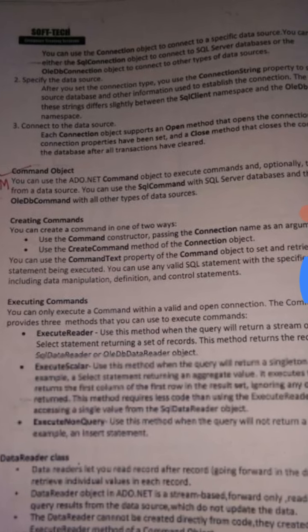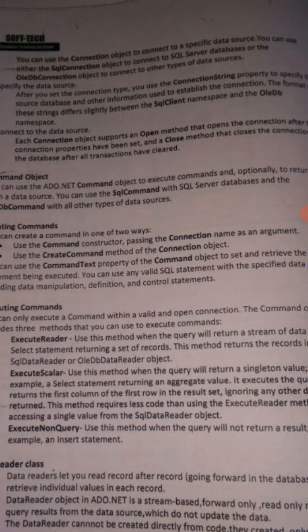First, see the connection type. You can use the connection object to connect to a specified data source. You can use either the SQL connection object to connect to a SQL Server database, or the OLEDB connection object to connect to other types of data source.